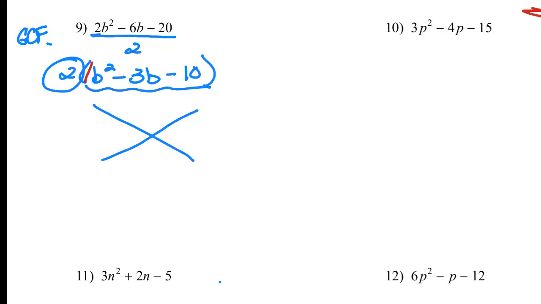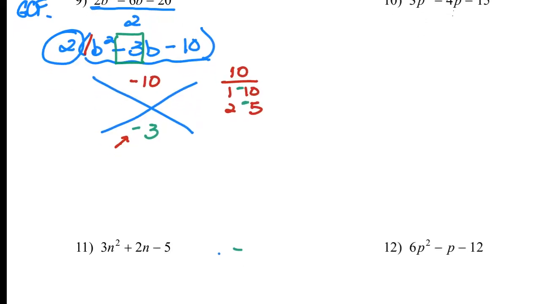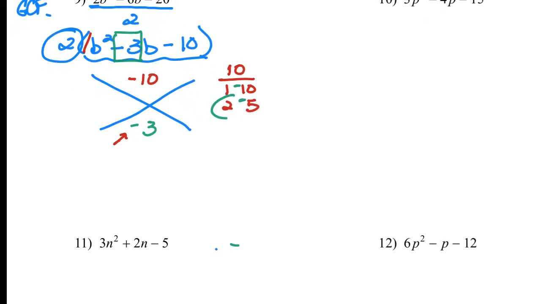This would be 1 times negative 10, which is negative 10. And this at the bottom is going to be negative 3. So I need factors of negative 10 that add up to negative 3. Because this is negative, these also have to be negative. So 2 times negative 5 gives me, yeah, that's negative 10. So which pair wins? This right here, 2 and negative 5.